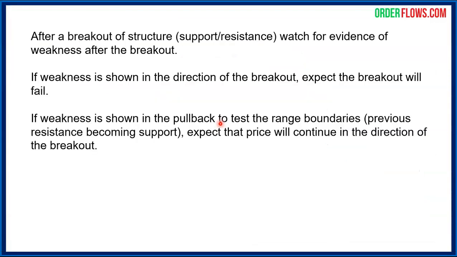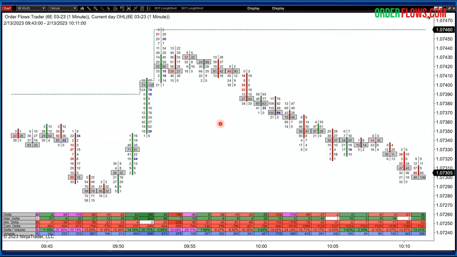So after a breakout of structure, support or resistance, watch for evidence of weakness after the breakout. If weakness is shown in the direction of the breakout, expect the breakout will fail. If weakness is shown in the pullback to test the range boundaries, previous resistance becoming support, expect the price will continue in the direction of that breakout. Okay.